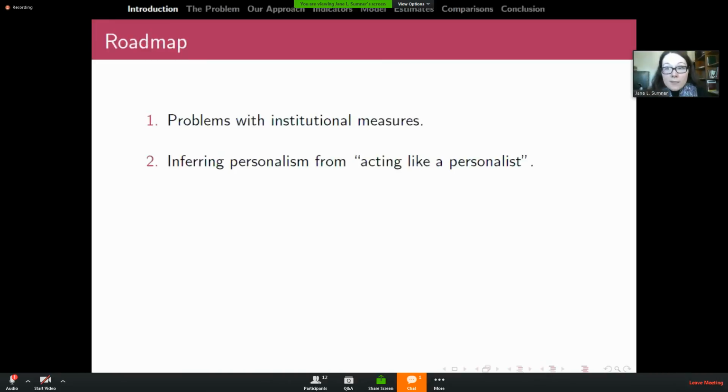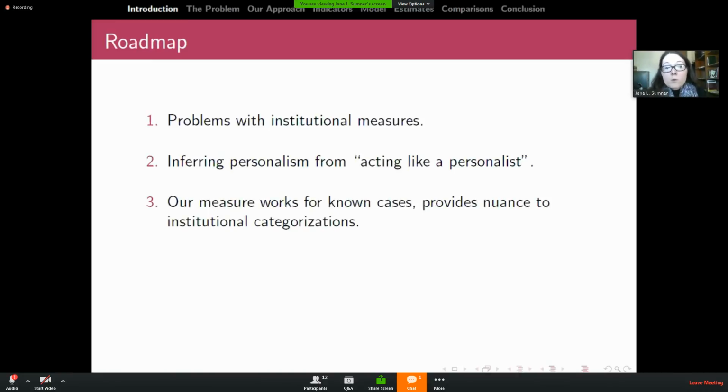So in other words, dispense with institutions almost entirely and instead focus on dictator behaviors or autocrat behaviors. I'm going to show you that our measure works really well for known cases, and also provides some much needed nuance to the institutional categorizations of some known cases.